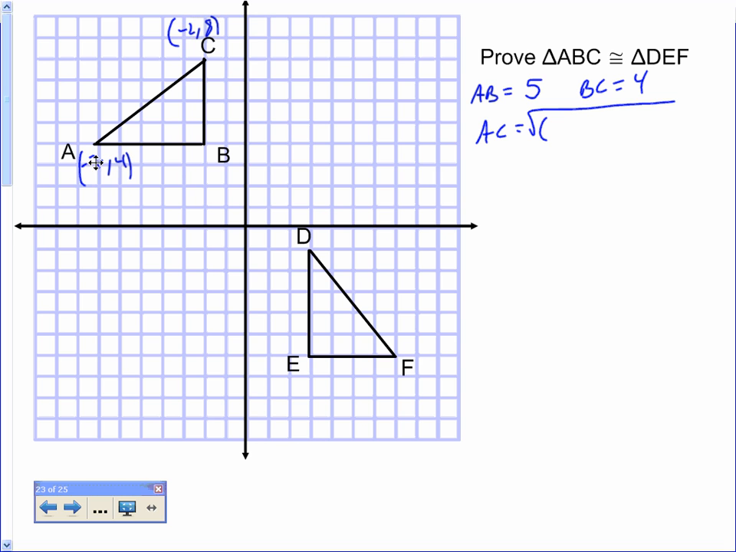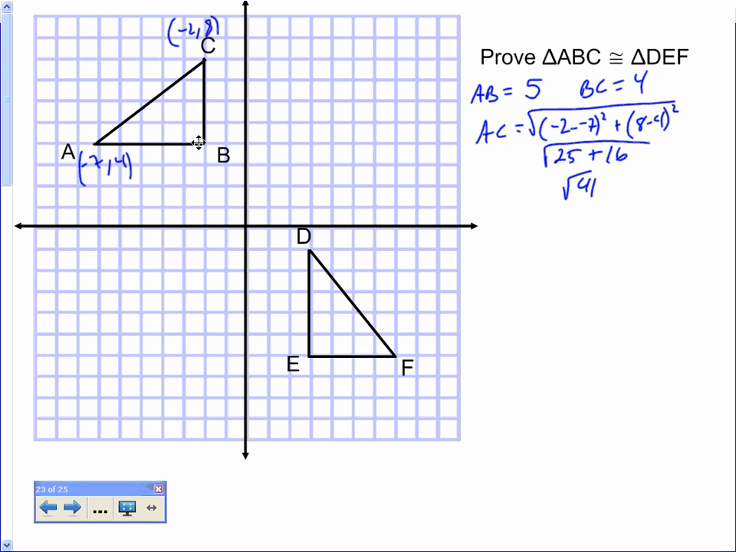I'm going to take negative 2 minus negative 7, squared, plus 8 minus 4, squared. So this turns into negative 2 plus 7, which is 5. 5 squared is 25, plus 4 squared, which is 16. So now I get 41, square root of 41, which doesn't break down because it's a prime number. So AC is square root of 41. I can get that.